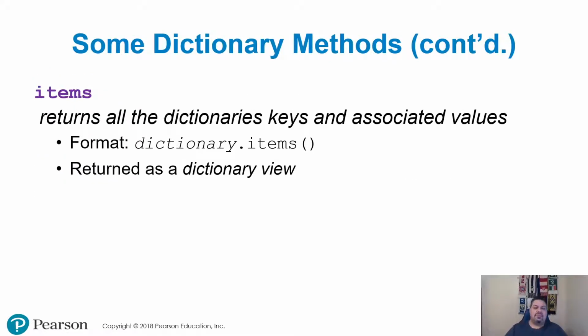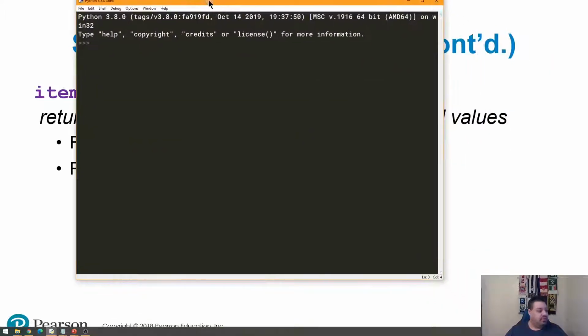A few more methods. Items, dictionary.items, whatever the variable name is, .items in parentheses. It will return all of the values in there. Each element comes out looking like a tuple, with its associated key value pairs in there as tuples. Let's actually look at some of these, shall we? Just kind of get going with this here.